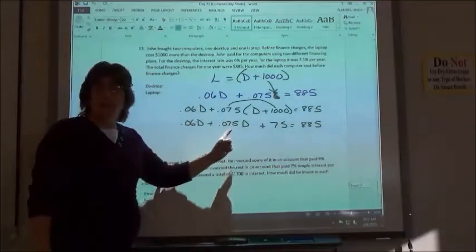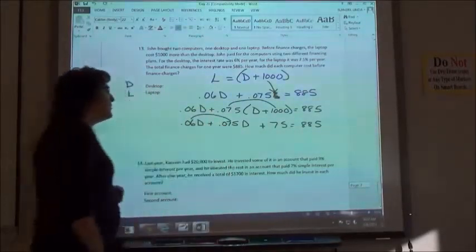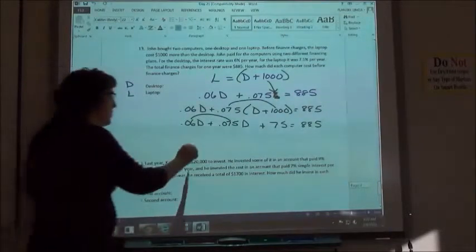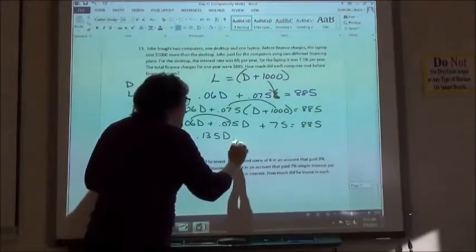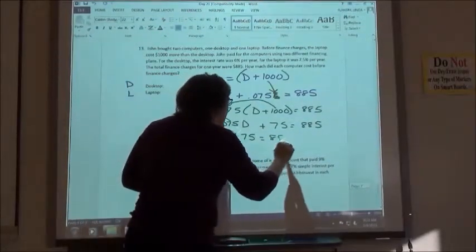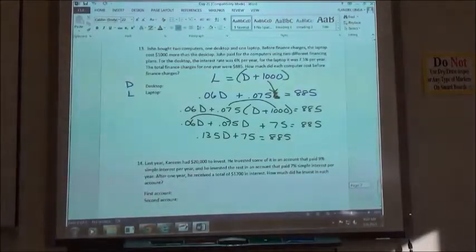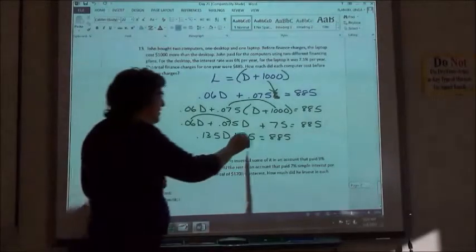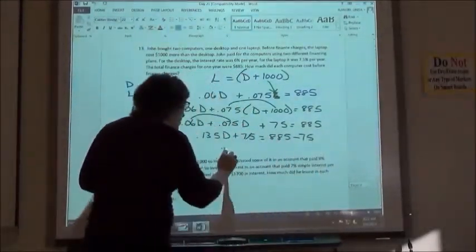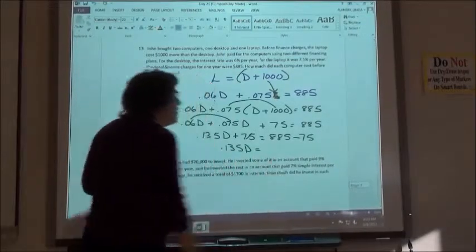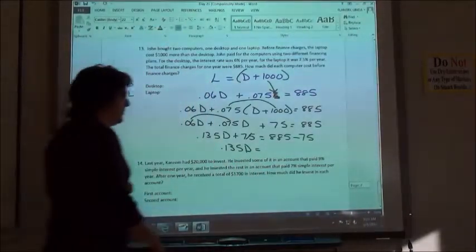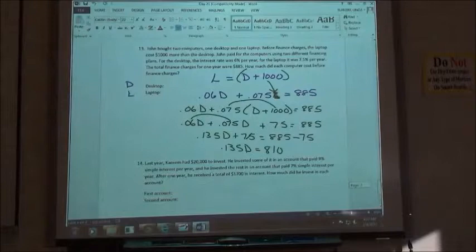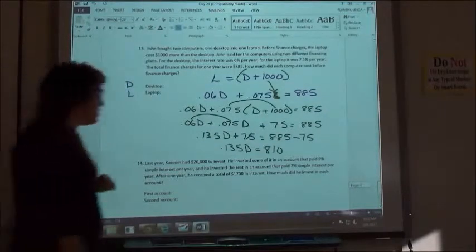I'm going to combine my like terms. So I'm going to take my 6% plus my 7.5%, and I'm going to get 0.135D plus 75 equals 885. So if I want to solve that for D, the next thing I'm going to do is subtract my 75. 0.135D is going to equal 810, right? Yeah. And then I'm going to go ahead and divide by my 0.135.